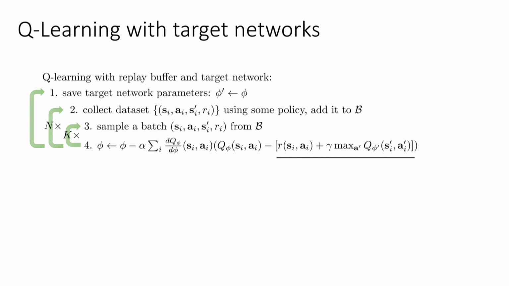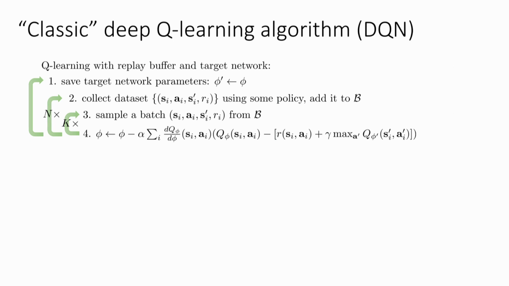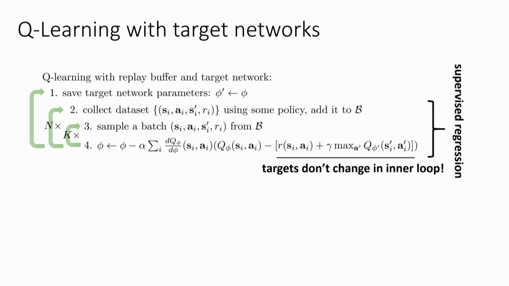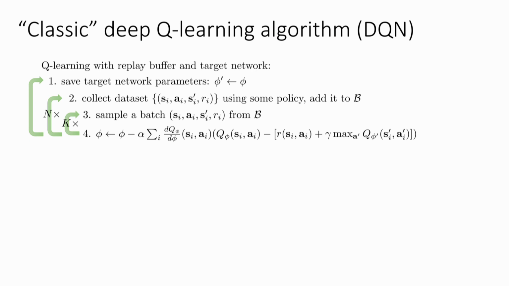And now this inner thing looks a little bit more like that supervised regression, that minimization that we had in fitted Q iteration. So targets don't change in the inner loop. Okay, and this looks more like supervised regression. So now that we've introduced these pieces, we can actually put them together to get kind of the classic deep Q-learning algorithm called DQN. So that's basically exactly the algorithm I've outlined so far.